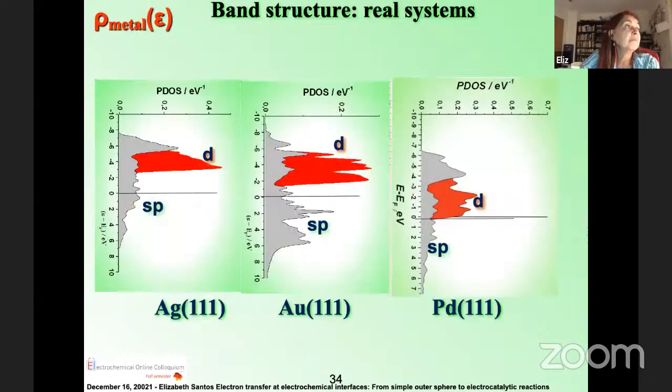Real bands, or those calculated from DFT, look like this. They are not semi-elliptical in form, but in some cases the description through this idealized band is good enough to predict some properties.